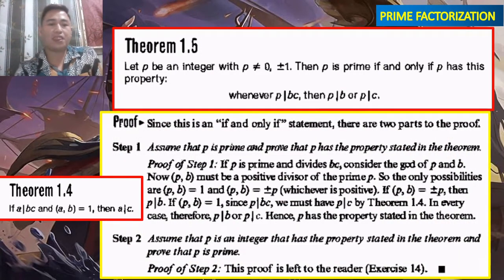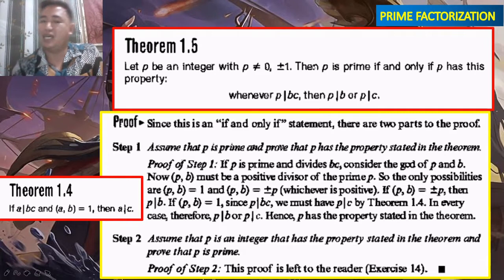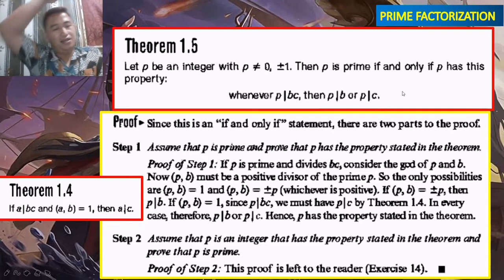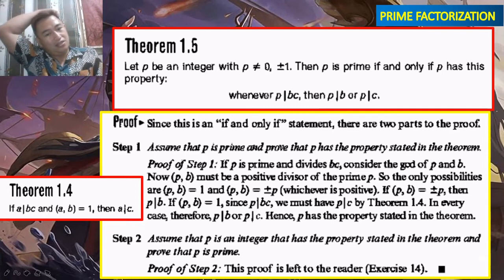Okay. Let P be an integer with P not equal to 0, 1, or negative 1. Then P is prime if and only if P has this property: whenever P divides BC, then P divides B or P divides C. Since this is an if and only if statement, there are two parts to the proof.